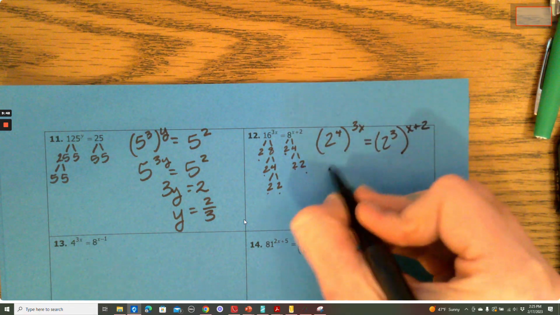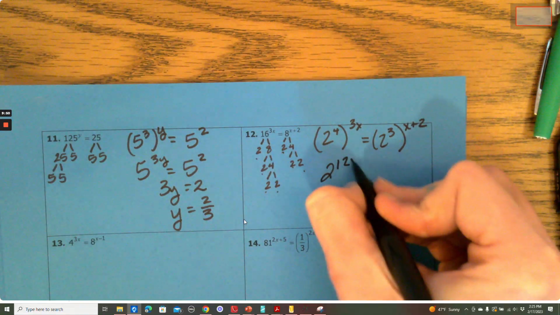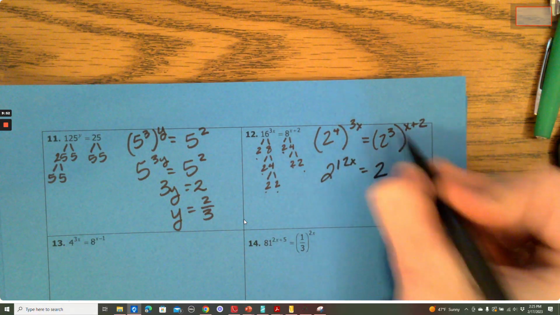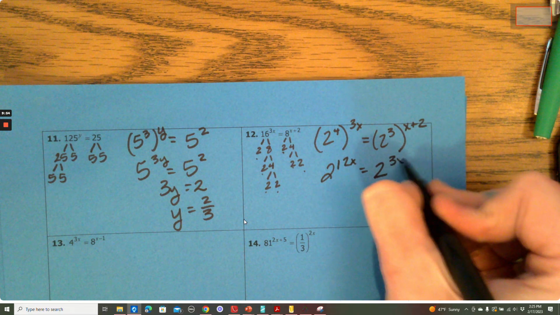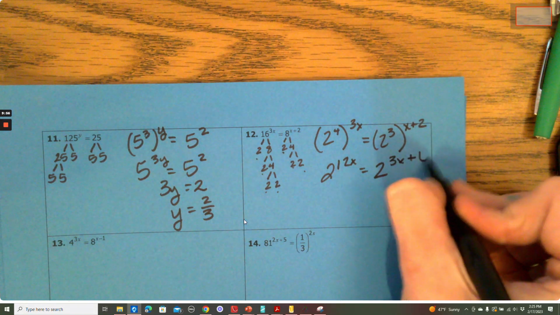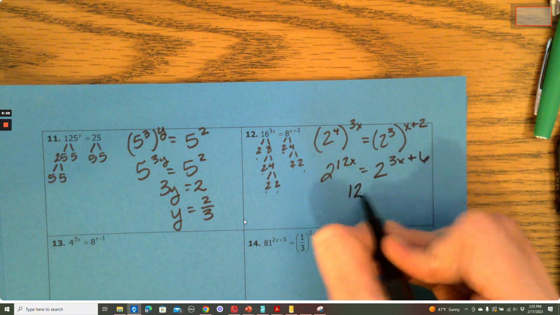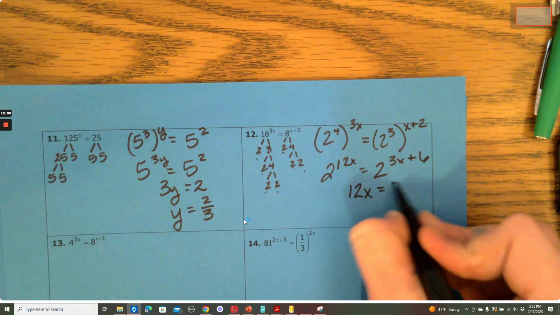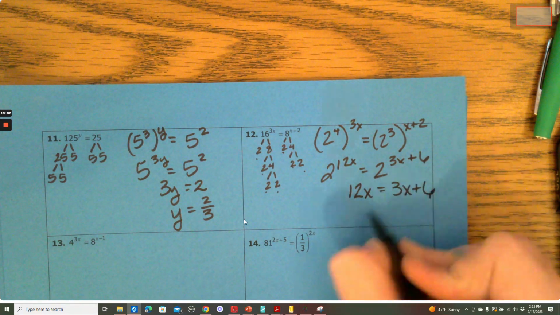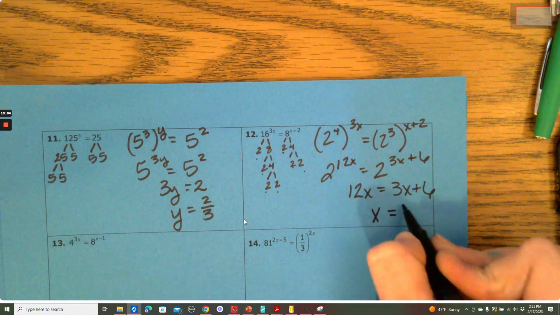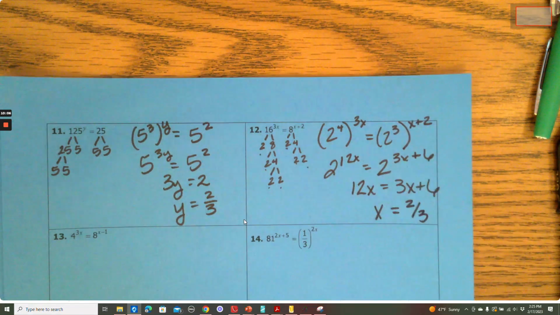Multiply the exponents, so 4 times 3x is 12x. And then this would be 3 times x is 3x, 3 times 2 is a positive 6, so you've got 12x equals 3x plus 6. x is going to equal 2/3 on that one.